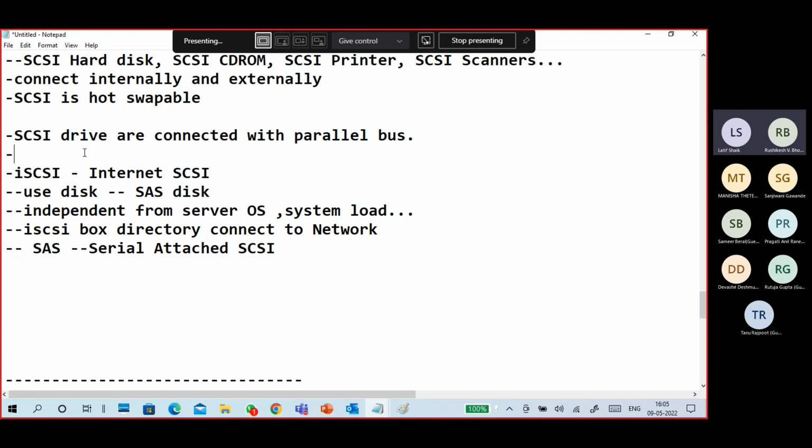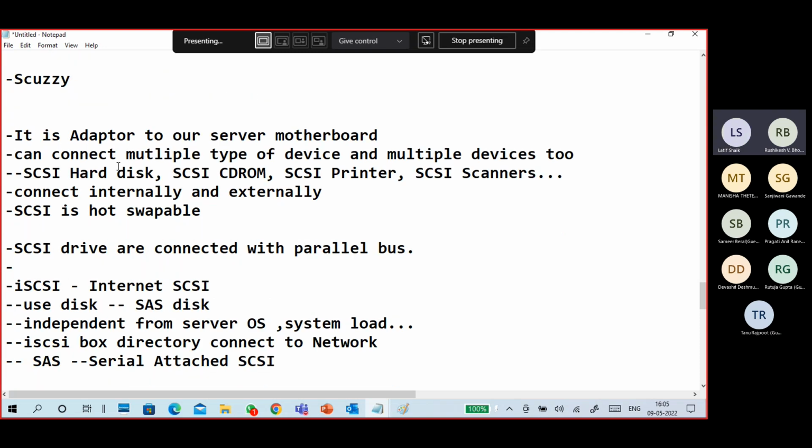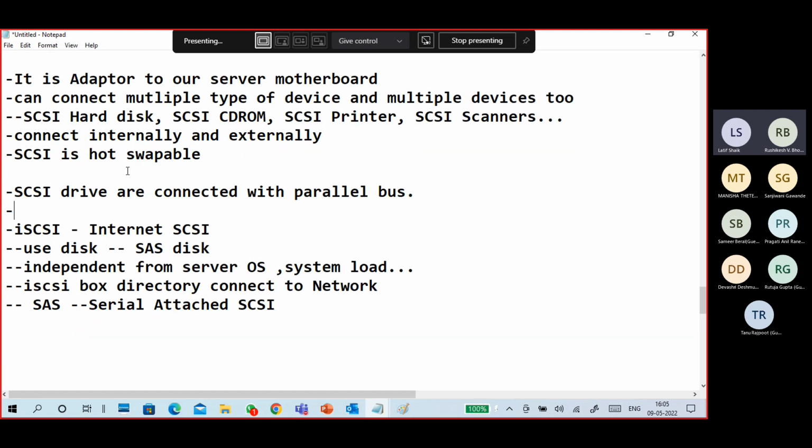So what is SCSI, guys? Again, we'll go back once. What is SCSI? Small Computer System Interface, also called Scuzzy. It is an adapter which is attached to your motherboard. We can connect multiple types of devices, like SCSI hard disks, printers, scanners, and CD-ROMs, internally and externally. SCSI is hot swappable. Anytime you can remove it.